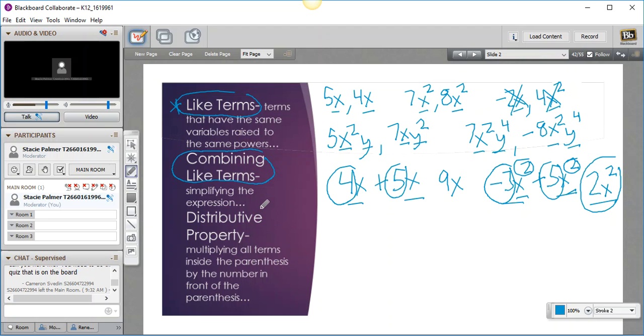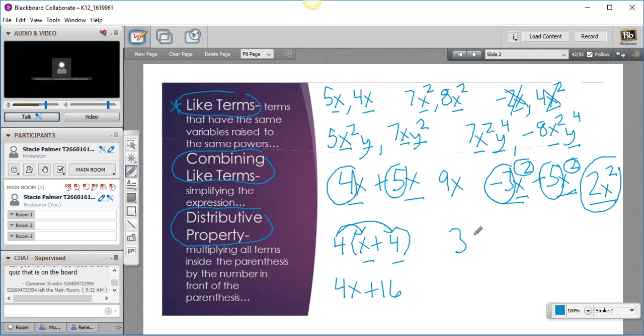Okay, the last thing that we need to talk about is the distributive property. And the distributive property says that if you have a term in front of a parentheses, you have to multiply all of the terms inside the parenthesis by what's out front. So in math, if there is a number right next to a parenthesis, that's implied multiplication. Okay, so this 4 has to get multiplied by both the x and the 4. That's called using the distributive property. So 4 times x would be 4x. 4 times 4 is 16.